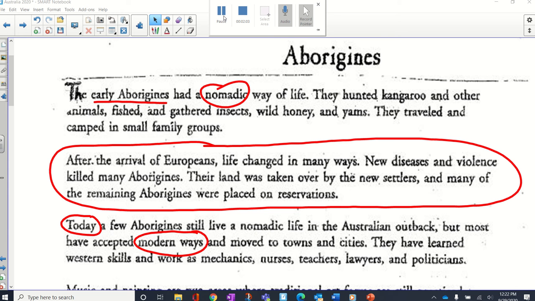Which of our themes does that paragraph really match with? Which of our connecting themes? Whitney? Yeah, this paragraph is a great example of conflict and change, where you had both the Aborigines and the Europeans, the British, wanting the land. They fought over it, and they had conflict. And there's going to be changes to Aborigines' life as they get their land taken away and get moved to reservations. In the next paragraph, you're going to circle today, modern ways.